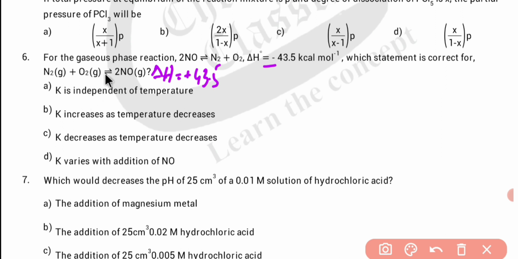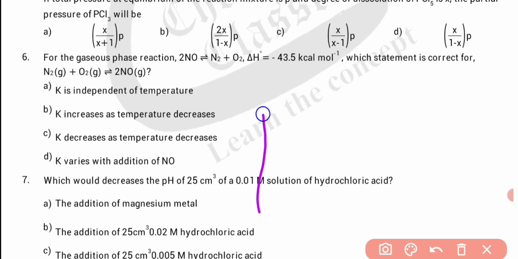For an endothermic reaction, K increases when temperature increases. The equilibrium constant value also increases. If temperature decreases, K also decreases. This is for an endothermic reaction. The option that K is independent of temperature is wrong, because K depends on temperature. The second one, K increases as temperature decreases, is also wrong. K decreases as temperature decreases. This is the correct option for the sixth question.